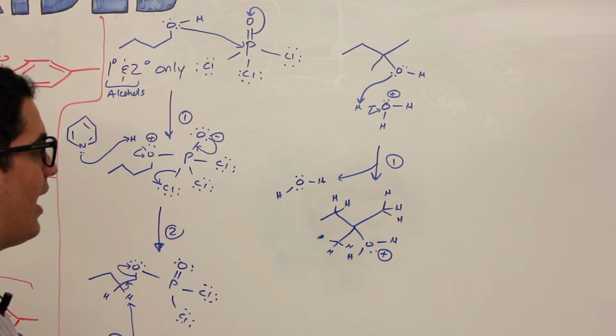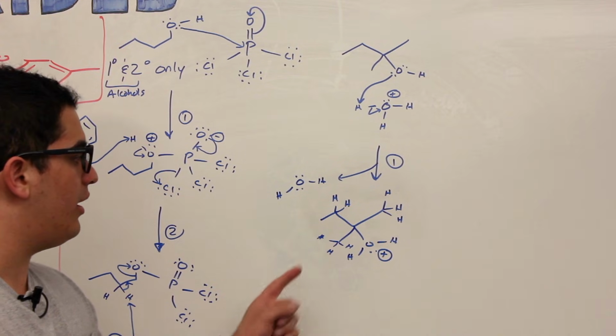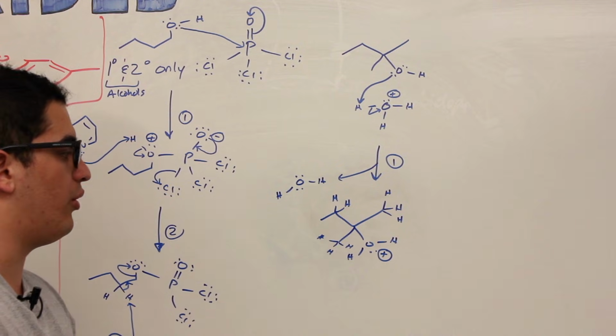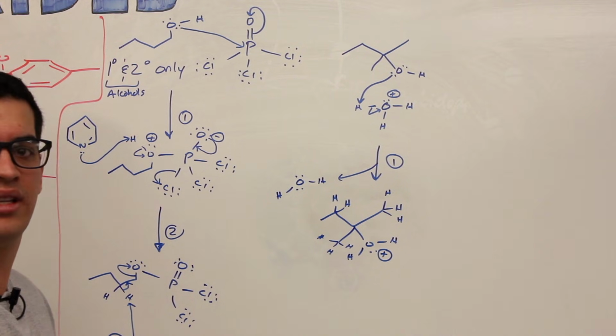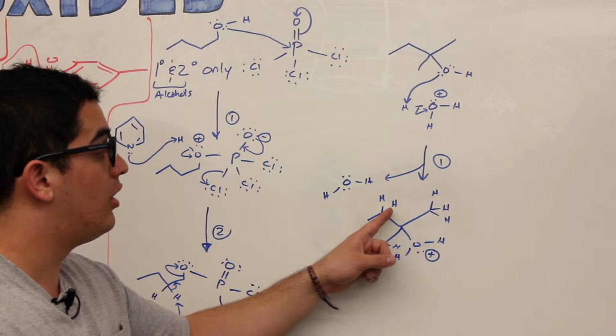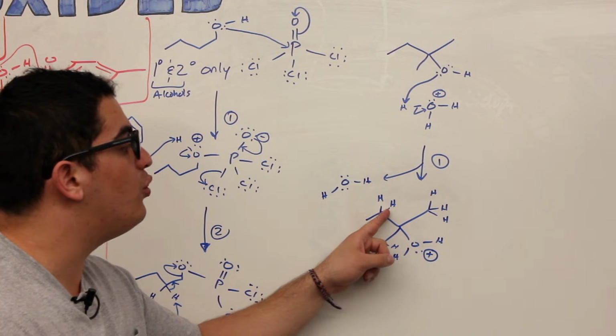So water says, I got my pick. I can come over here and take a hydrogen from this group of 3, I can come over here and take a hydrogen from this group of 3, or I can come and take a hydrogen from this group of 2. But remember what we said? Zaitsev's rule. Zaitsev's rule says take the hydrogen adjacent to the carbon bound to this oxonium ion who has fewer number of hydrogens.